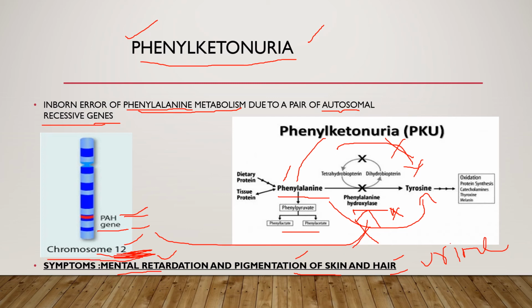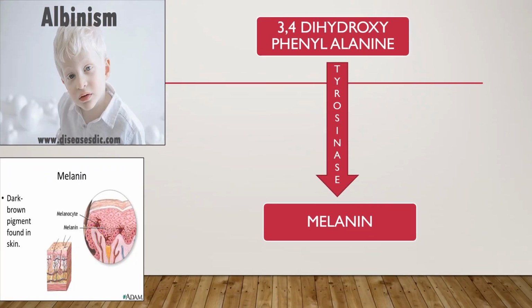And next, let's move on to albinism. So let's learn about albinism. Albinism is again an autosomal recessive disorder. It is an inborn error of metabolism caused due to autosomal recessive genes.